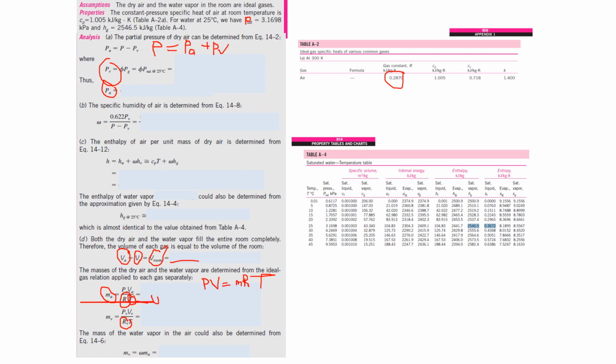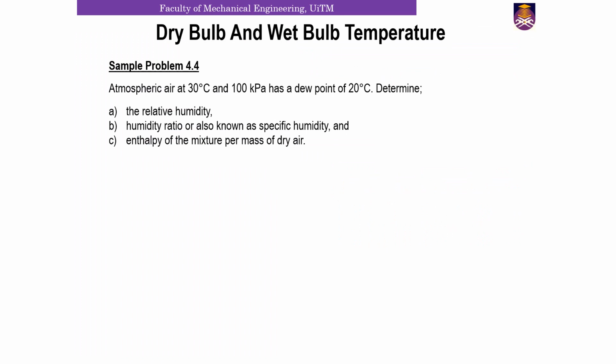All right. So then once you've got that, then you can use this formula. You can either find your mass flow rate, mass of water vapor using this formula, or you can also determine it by using this formula here, which is shown at the bottom. So that is the skeleton solution for the example that we discussed earlier.